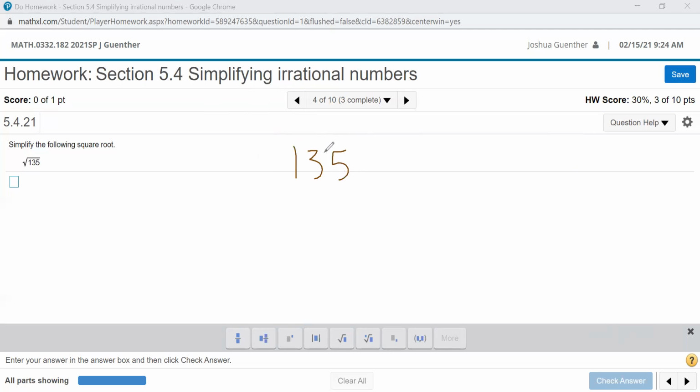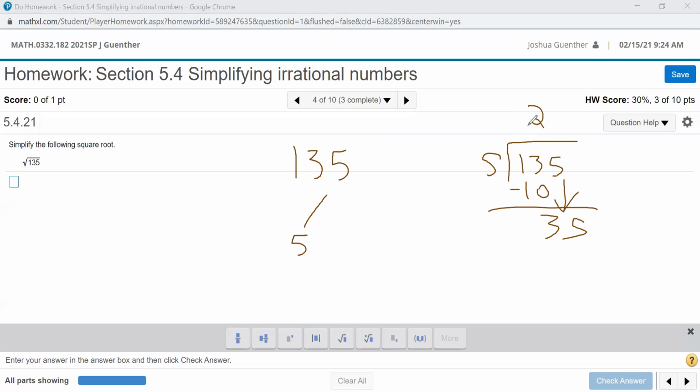Now the final digit here is a 5. If it's a 5 or a 0, that means the whole number is divisible by 5. So I know I can start by dividing it by 5. If you're not sure what the other number is, you're going to need to do 135 divided by 5. 5 won't go into 1, but it'll go into 13 twice, leaving me 3. Bring down the 5. 5 will go into 35 7 times. And it does so cleanly, meaning there won't be a remainder.